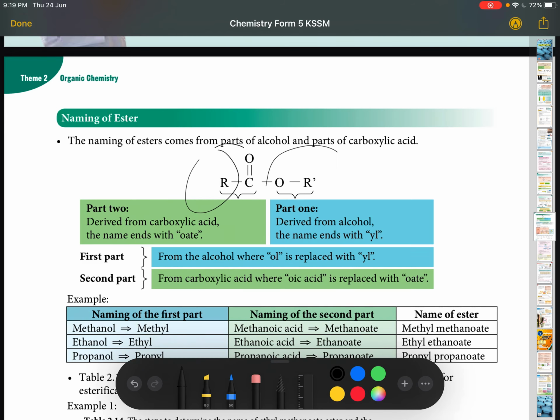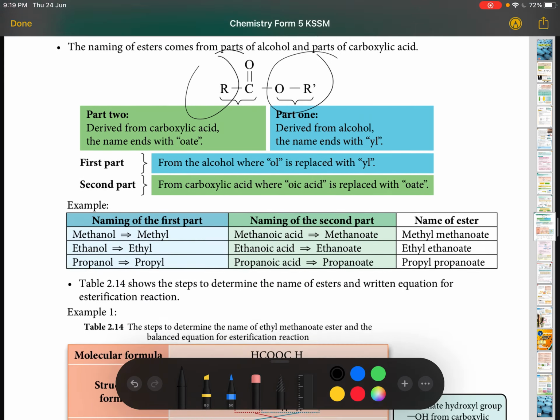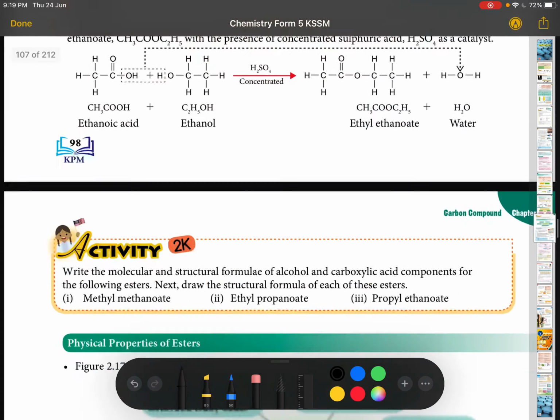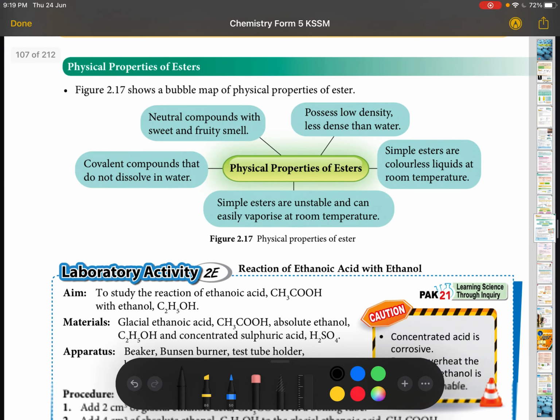As I mentioned earlier, the left part is carboxylic acid, and the right part is alcohol. But when you name it, the first part that comes out is the alcohol, and it becomes alkyl, while the second part is the carboxylic acid, but it becomes OATE.